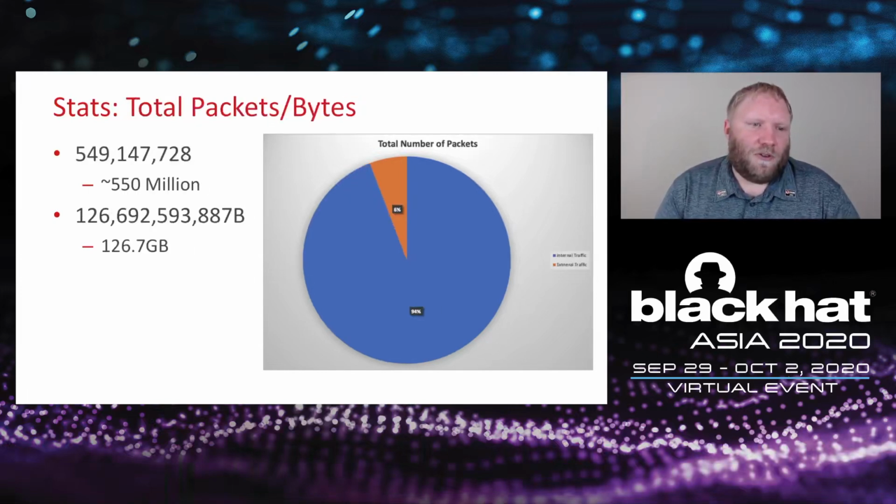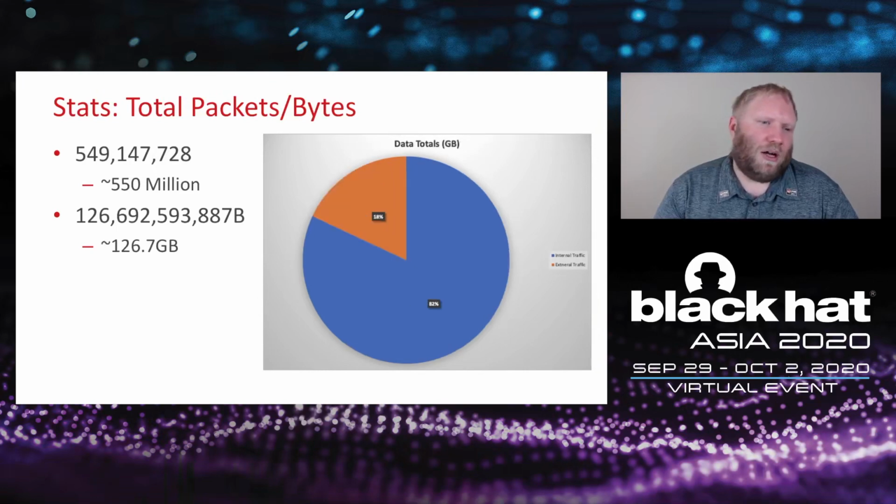We had over 550 million packets sent into and out of our system, and about 126.7 gigabytes that left our system. I think external data transfer was actually just under 30 gigs. There was some internal data transfer happening as well, especially when people were going through the files inside of our network.